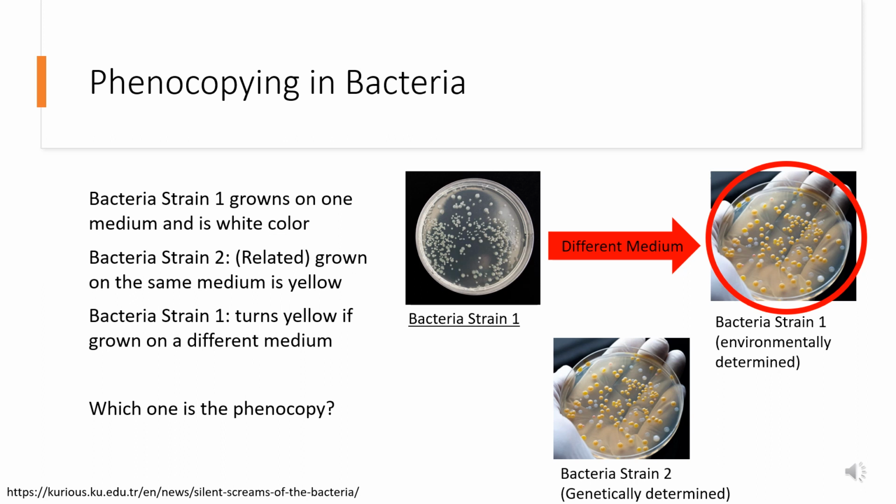So here we have an example of phenocopying, where bacteria strain 1 is environmentally determined based on the medium on which it grows, where bacteria strain 2 is genetically determined as it grows on the same medium where bacteria strain 1 was the color white. Bacteria strain 2 is the color yellow. But when we see bacteria strain 1 on a different medium, we get an environmentally determined phenotype which mimics bacteria strain 2. So in this scenario, which one is the phenocopy? The phenocopy would be bacteria strain 1 because its environment dictates its phenotype.